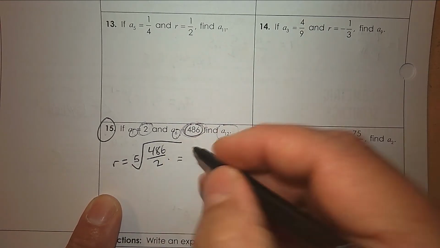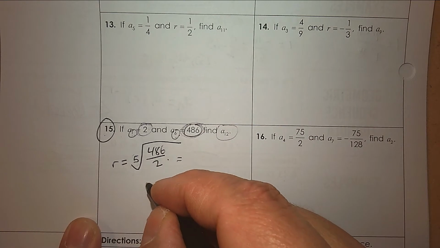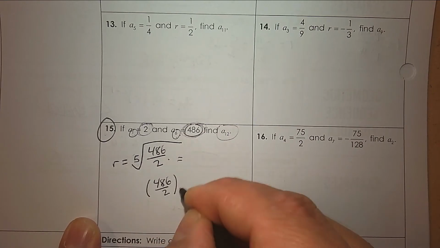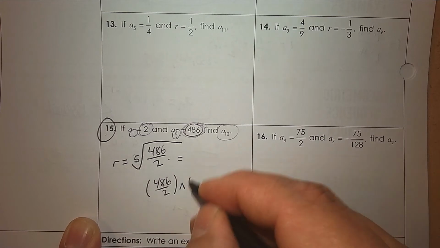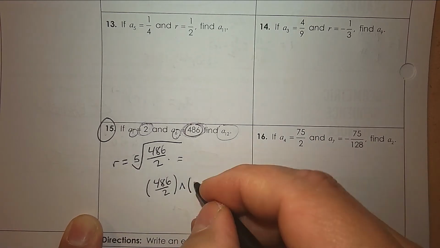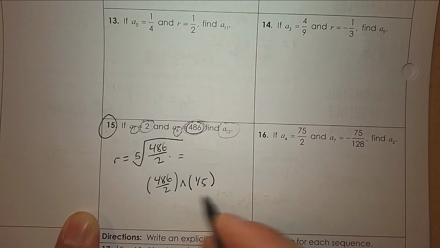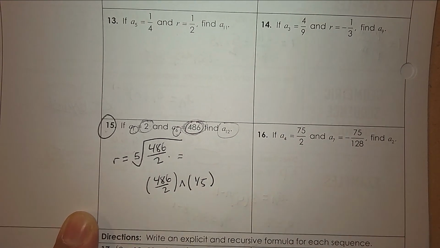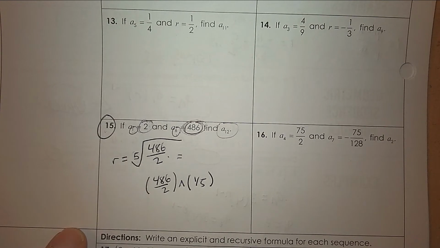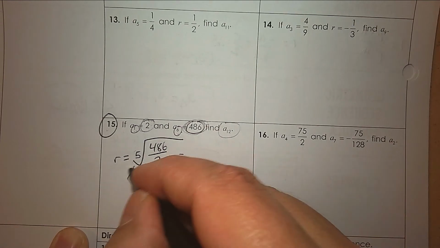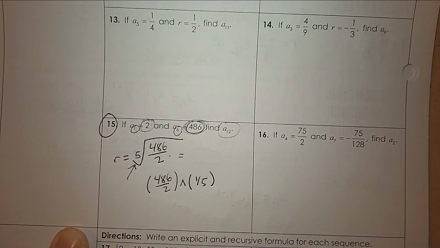If I had my TI-89, I would have 486 divided by 2, and then the exponent button, and then I need parentheses, and I'd have to put in the fifth root. That's what I'd have to type in to evaluate it. So can you type that in with your TI-89? With your Nspire, there's a button where you could actually do the fifth root and just go directly to it.